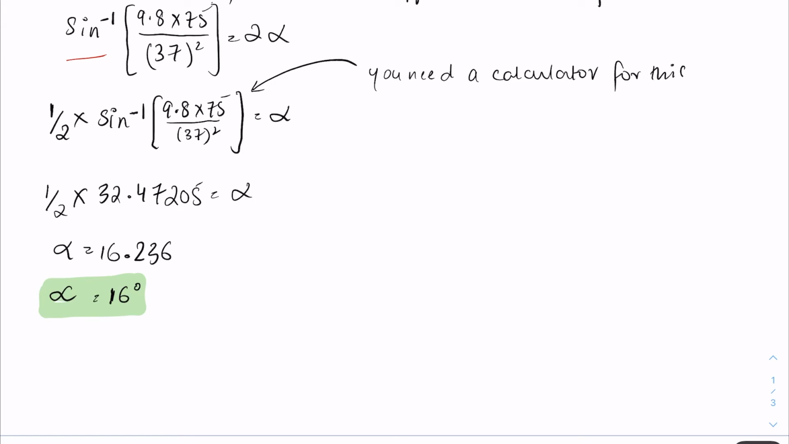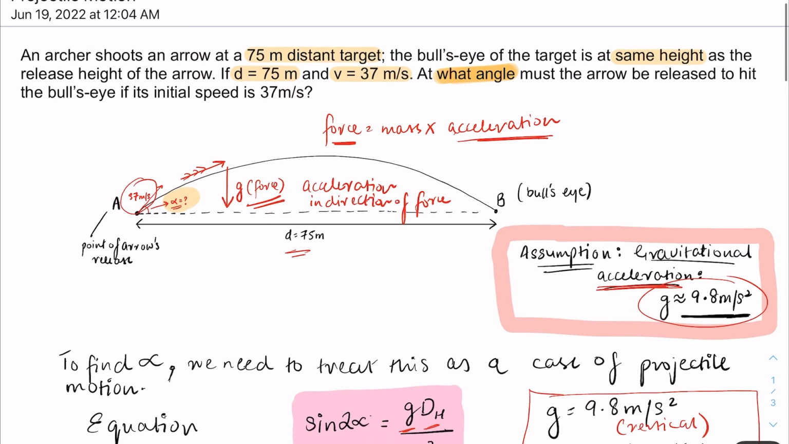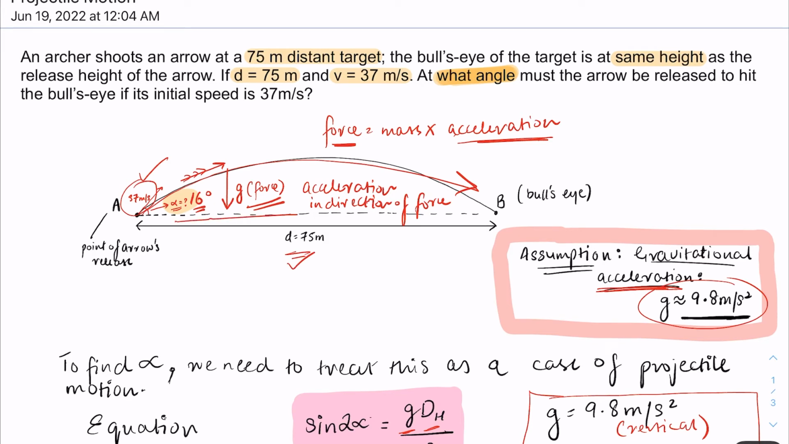So we know that the arrow was released at 16 degrees, and that is what allowed it to reach the target at this distance with this initial velocity, to land at a point which is at the same level as when it was released, at the same level of release of the arrow.